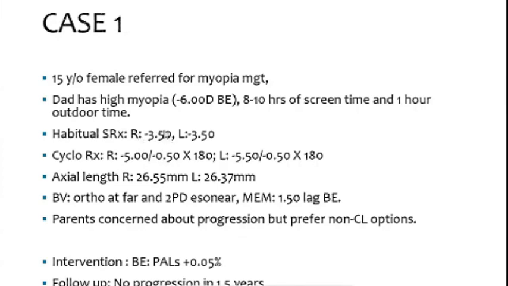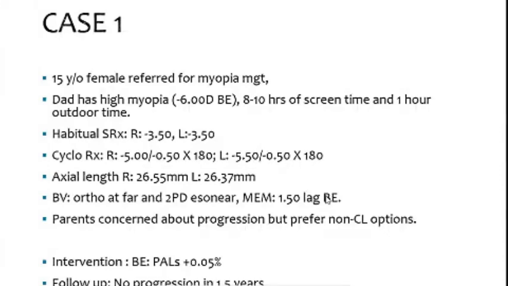Her habitual prescription was about -3.5 in both eyes. Cycloplegic refraction was about -5 with 0.5 cylinder in the right eye, and -5.50 with 0.5 cylinder in the left eye. Axial length is 26.55, 26.37. This is obviously beyond what we can be comfortable with. She's orthophoric at far, 2 prism diopter esophoria at near, and has a lag of +1.5 diopters, which is considered a high lag.